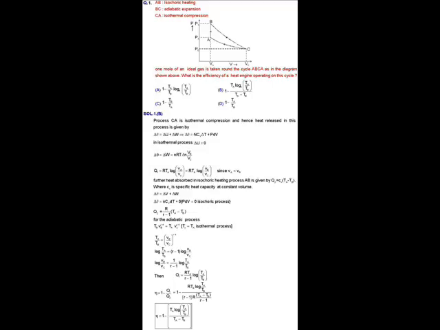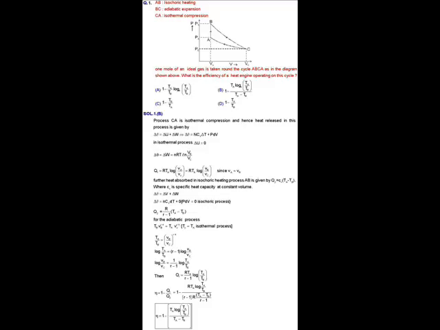And further, for heat absorbed in the isochoric heating process AB, ΔW will be 0 because the change in volume is 0. So dQ equals ΔU, and ΔU equals nCv dT. So in this process Q2 equals Cv(TA minus TB), where Cv is the specific heat capacity at constant volume, which equals R divided by gamma minus 1. That implies the heat absorbed in the isochoric heating process AB is Q2 equals R divided by gamma minus 1 times (TA minus TB).